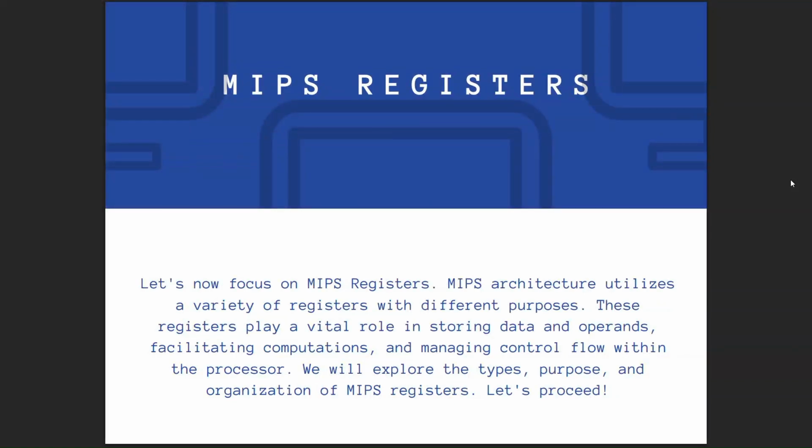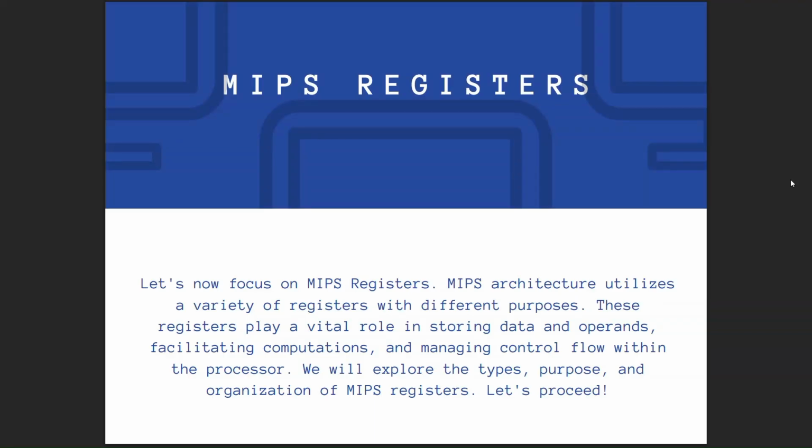Now let's focus on MIPS registers. In the MIPS architecture, registers are the fast temporary storage locations inside the CPU. They play a vital role in storing data and operands, facilitating computations and managing control flow within the processor. Unlike memory, which is large but slow, registers are small but extremely fast.